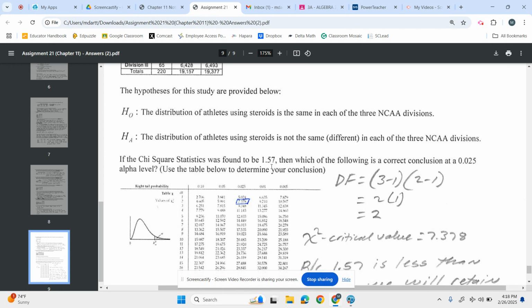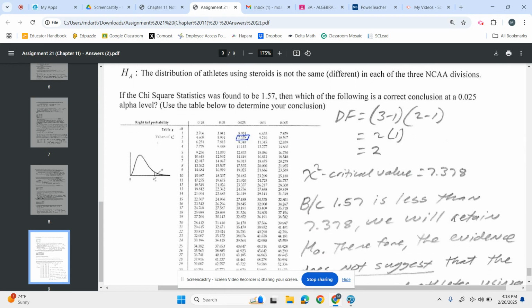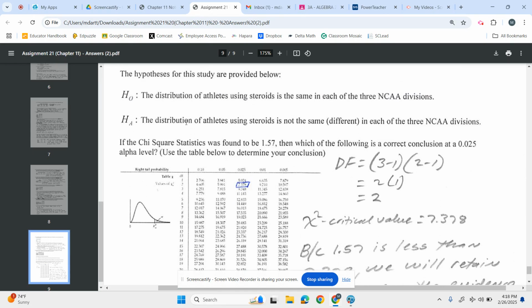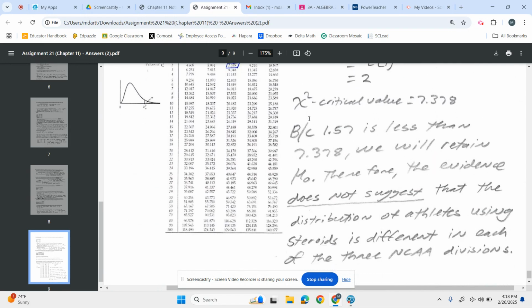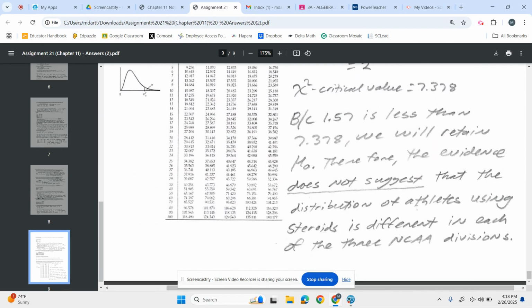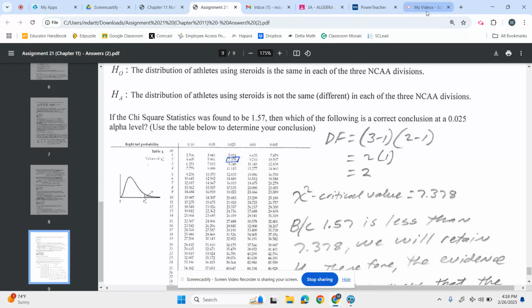Well, I tell you the chi-squared statistic is 1.57. So, guys, if this 1.57 is bigger than this, we're going to reject. But in this case, this 1.57 is less than the critical value, so we're actually going to retain the null. And if we retain it, the evidence does not suggest the alternative. So the evidence does not suggest that the distribution of athletes using steroids differs in each of the 3 NCAA divisions.